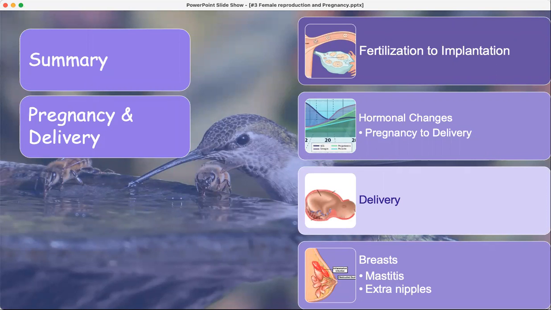So to summarize all this, we've got fertilization to implantation. You've seen the hormonal changes with pregnancy to delivery, the delivery process of not only the baby, but the placenta. And then we talked about the breasts and your extra nipples and gave you a chest shot of Mark Wahlberg.